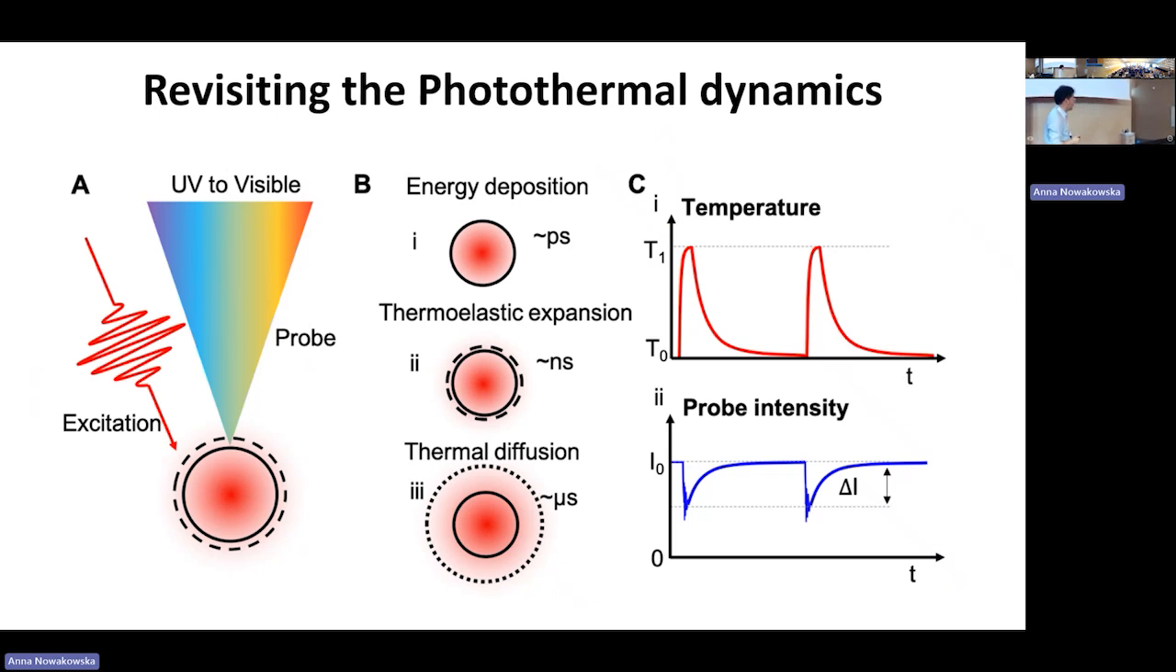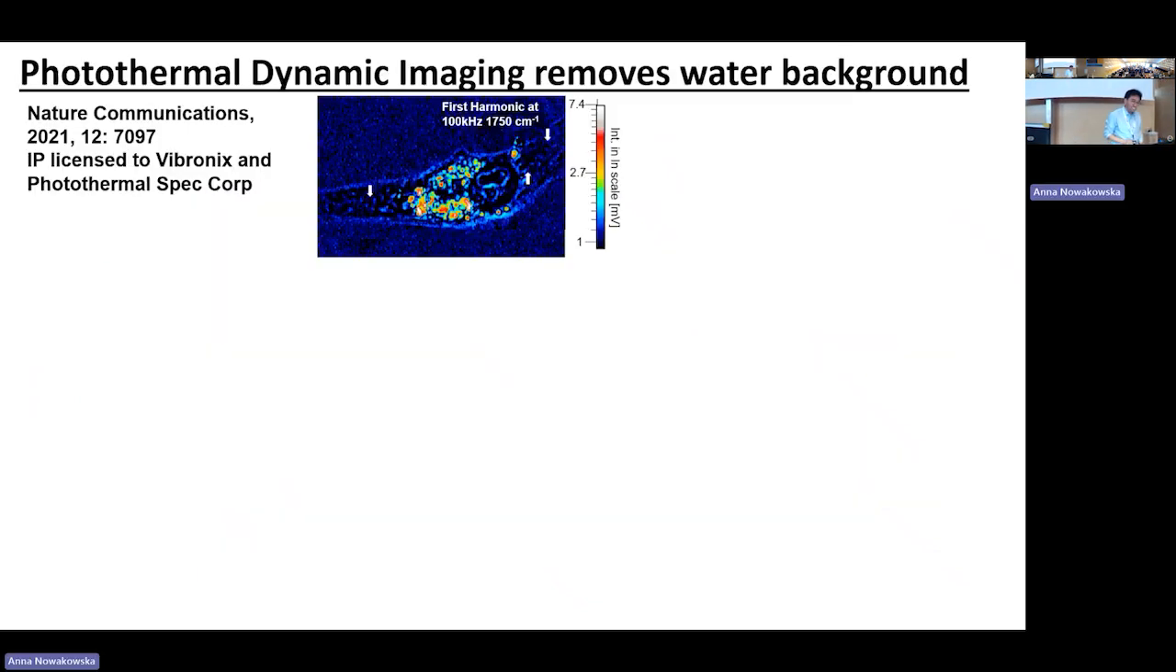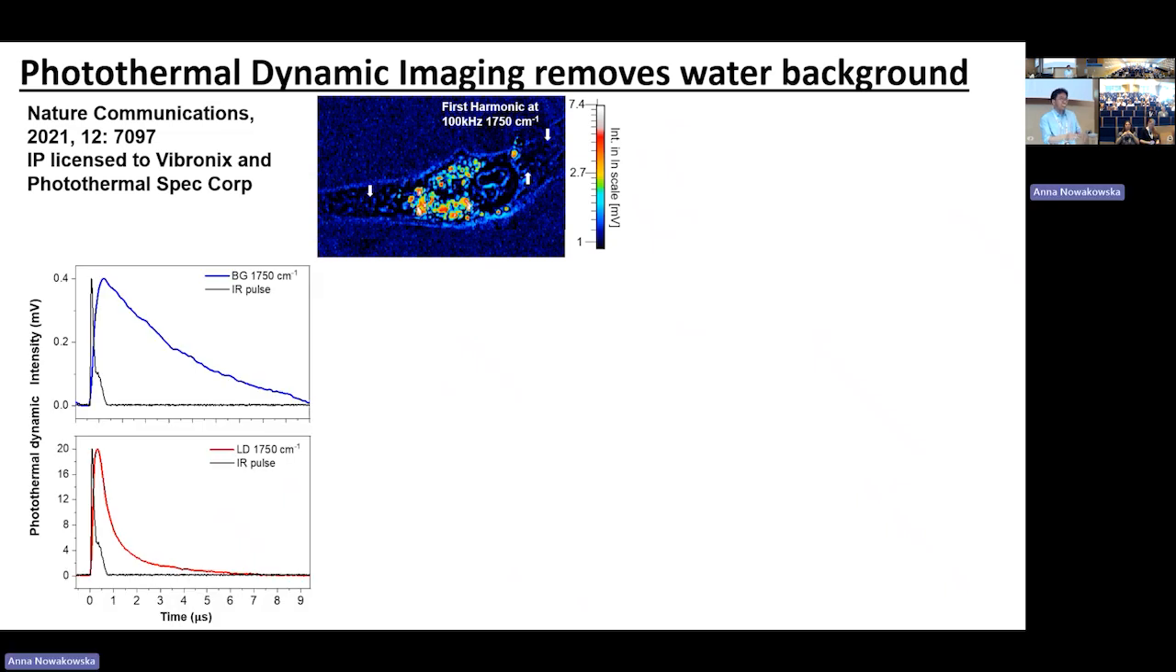The common sense is that to do photothermal measurement, you have to wait till after the thermal diffusion, then send another pulse to do the measurement. But you can appreciate the dynamics to remove the water background. So the water is bulky, and its heating thermodynamics is much slower than the thermodynamics of a very small object like a single particle in the living cell. So here we use a droplet as the example.